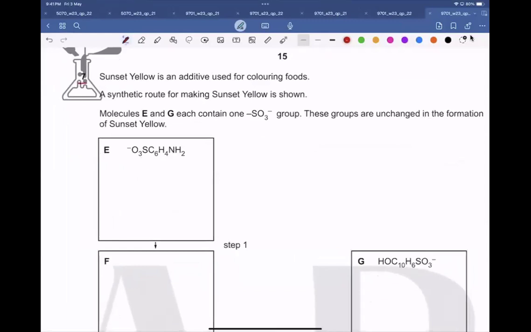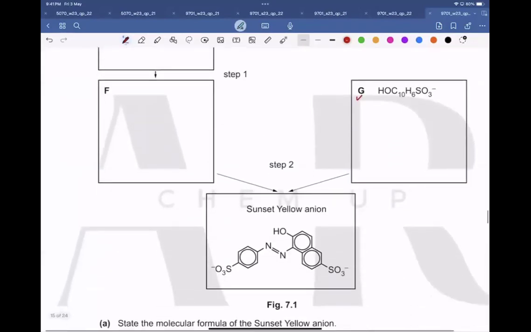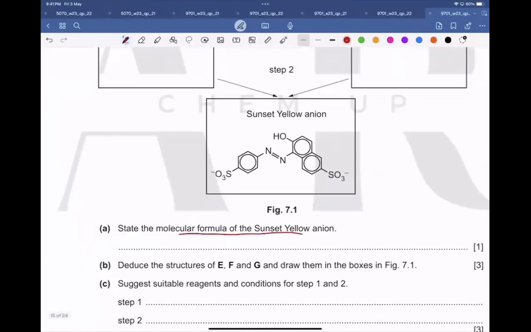Today we are going to start with question number 7. Sunset yellow is an additive used for coloring foods. A synthetic route for making sunset yellow. Molecules E and G each contain one SO3 negative group. See, here we have E, here we have G. These groups are unchanged in the formation of sunset yellow. State the molecular formula of sunset yellow anion.